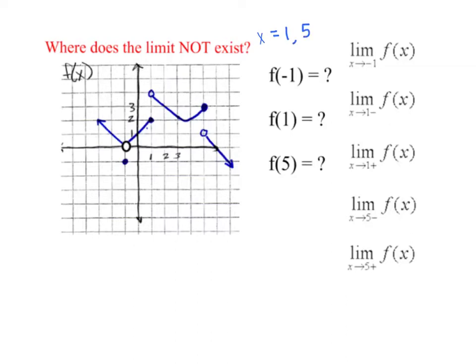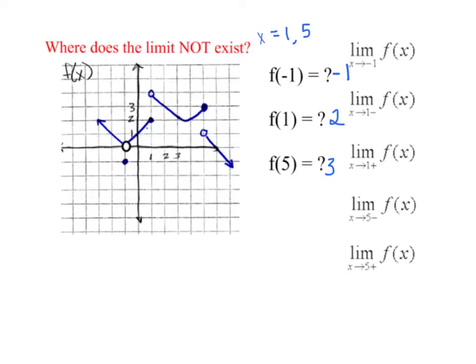All right, now the function's values. Well, f of negative 1, the function's value at negative 1 is negative 1. The function's value at 1 is 2. The function's value at 5 is 3. All right, so that's just values. Now let's do the limits.